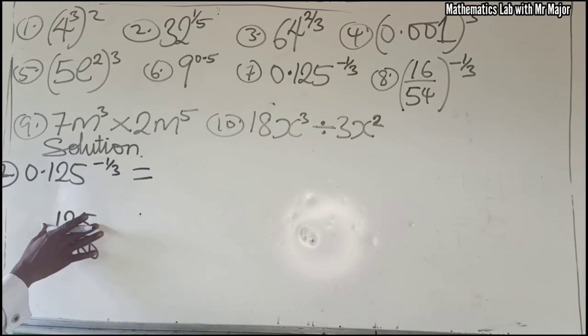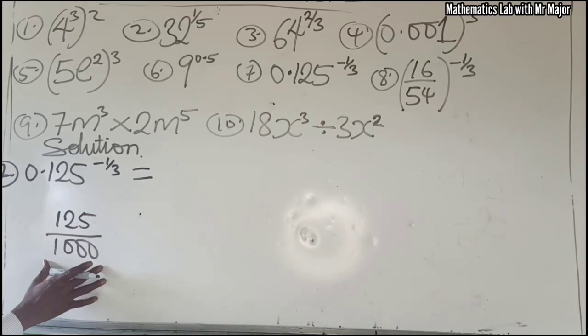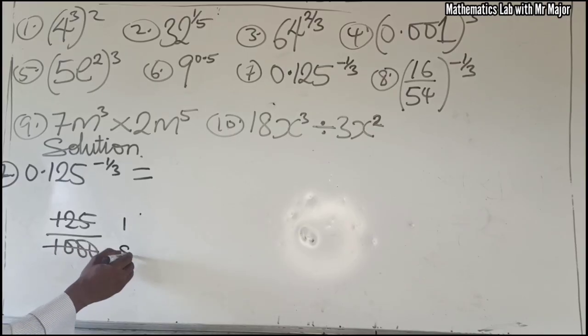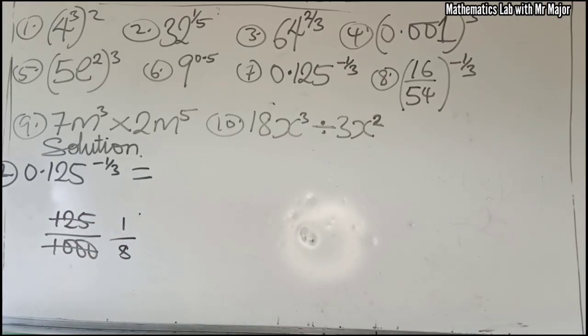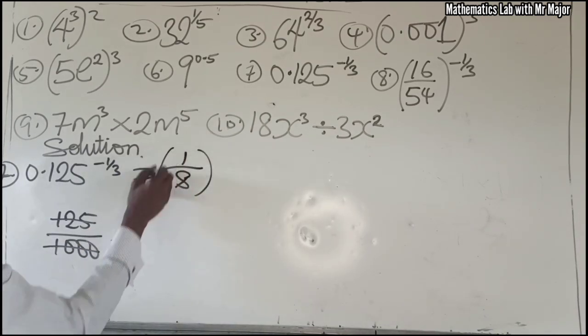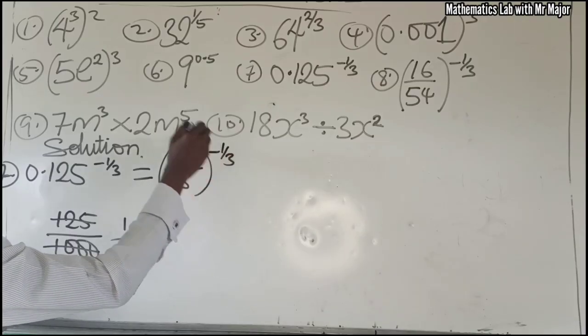If we reduce this to its simplest form, 125 can go into 1000. 125 into 125 is 1. 125 into 1000 is 8. So you either use the 125 over 1000 or 1 over 8, and you will arrive at the same answer. So let me use the simplest form. So this is equal to 1 over 8 raised to power minus 1 over 3.